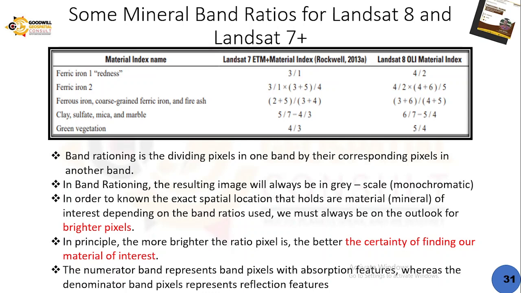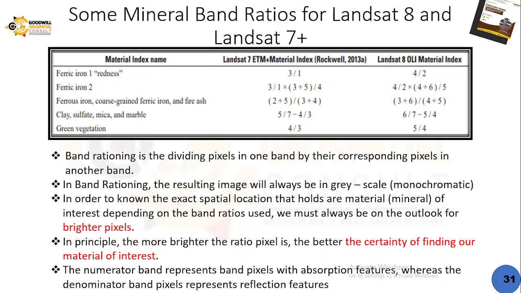So as we know, band ratioing is the division of pixels in one band by their corresponding pixels in another band. In band ratioing, the resultant image would always be grayscale, that's monochromatic. In order to know the exact spatial location that holds the material of interest, depending on how you divided the bands, we must always be on the lookout for the brighter pixels. In principle, the brighter the pixel is, the better the certainty of locating our material of interest.